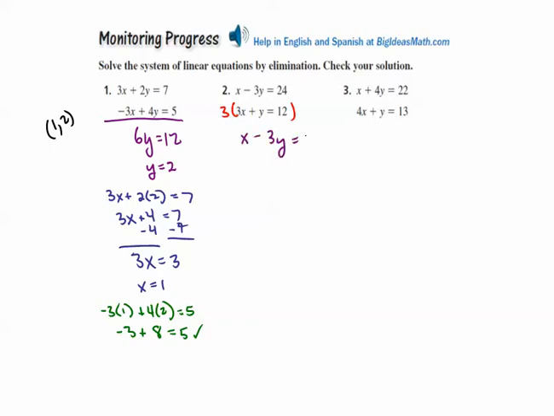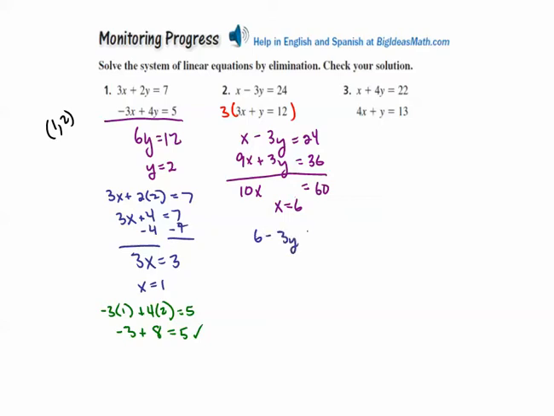X minus 3y is 24. 3 times 3x is 9x, plus 3y. 3 times 12 is 36. When I add then, I get 10x is equal to 60. 10 times 6 is 60. And we're ready to plug that into the first equation.